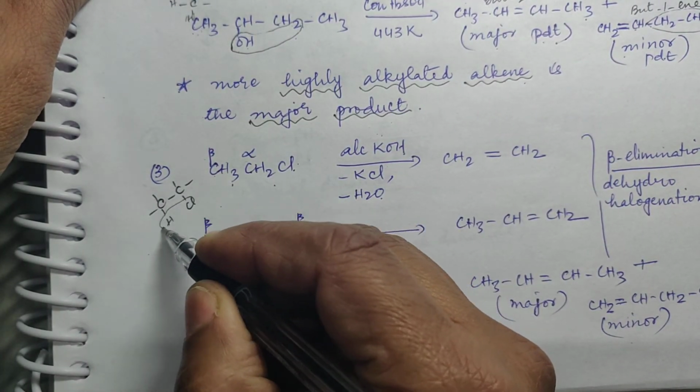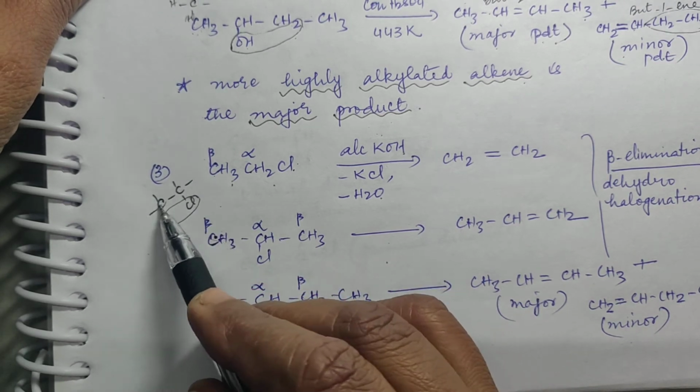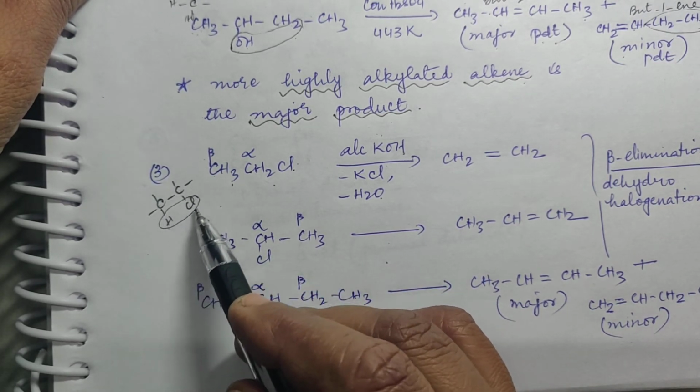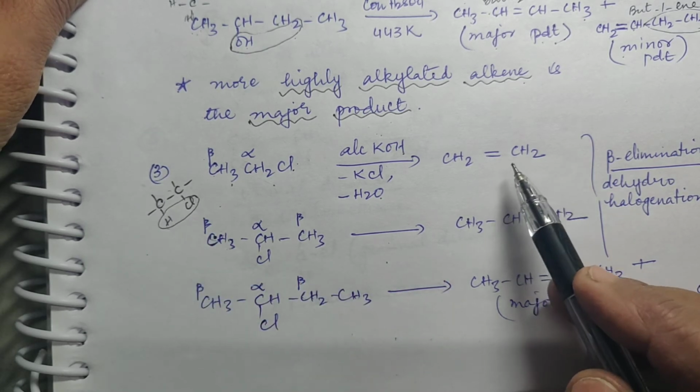So when this is removed, alpha में से halogen, beta में से hydrogen. If this is getting removed, there will be a double bond created between these two. That is what you have shown.